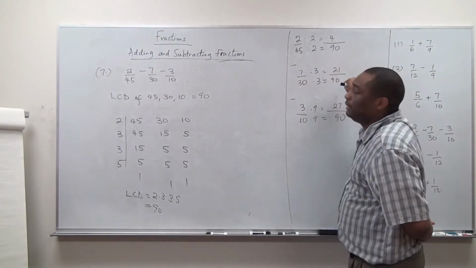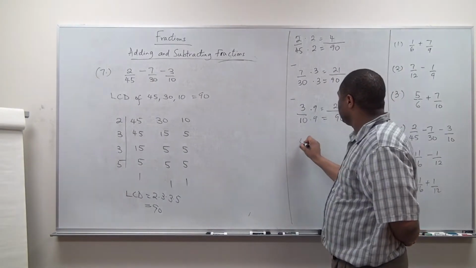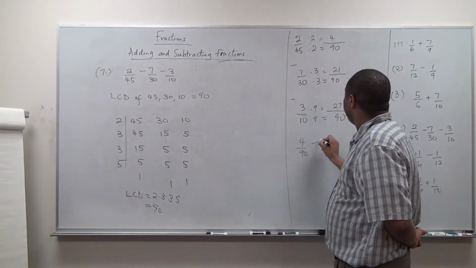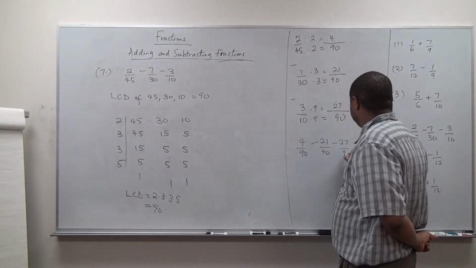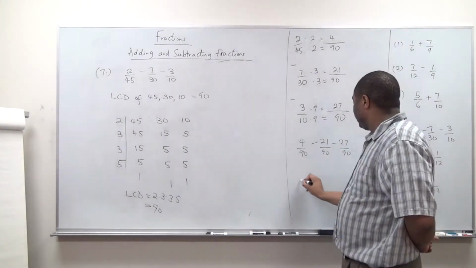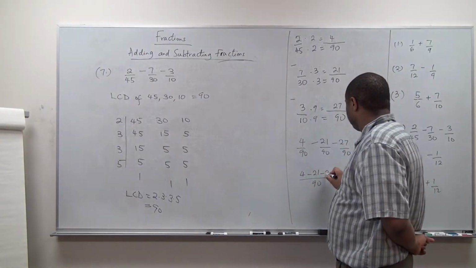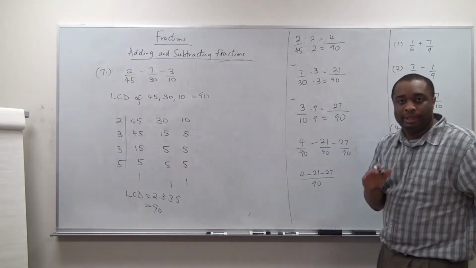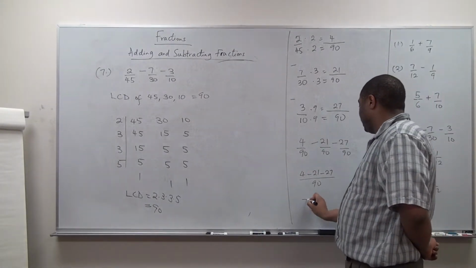So they now have a common denominator, 90, 90, 90. So this is 4 over 90 minus 21 over 90 minus 27 over 90. So I just bring out a single 90. This is 4 minus 21 minus 27. I have to do it step by step, right? 4 minus 21 will give us what? Negative what?